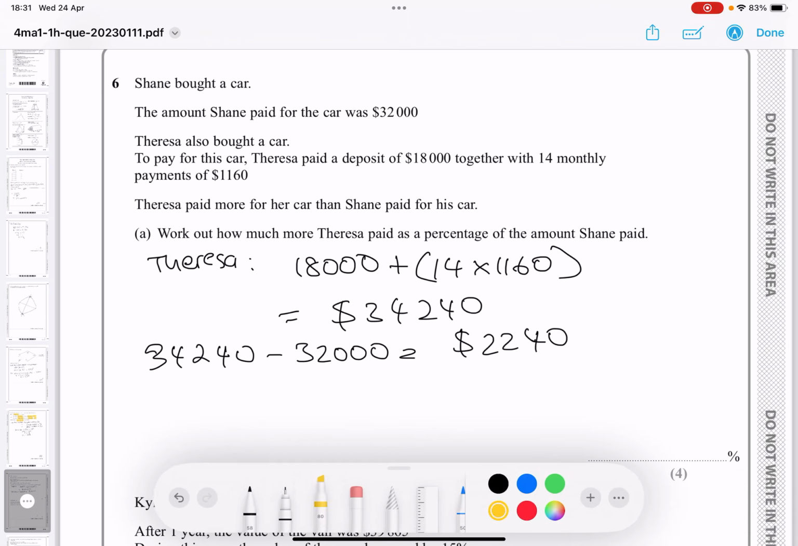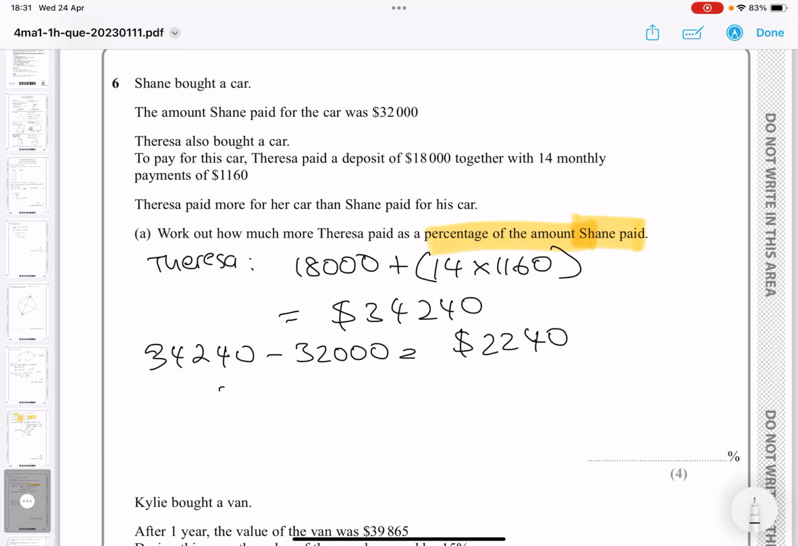But remember, it says work it out as a percentage of the amount Shane paid. Okay, if we work it out as a percentage, it'll be 2,240 divided by 32,000 multiplied by 100. Because Shane paid 32,000, the difference is 2,240, and because it says percentage, you have to multiply by 100. And that gives you an answer of 7%.